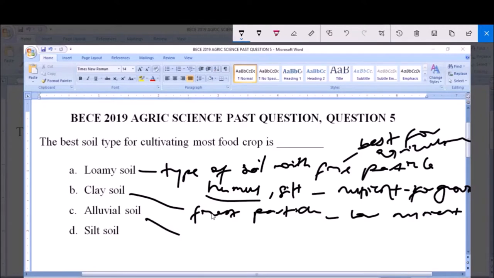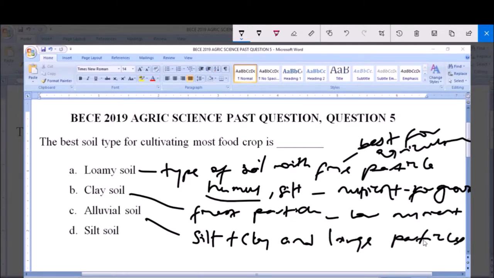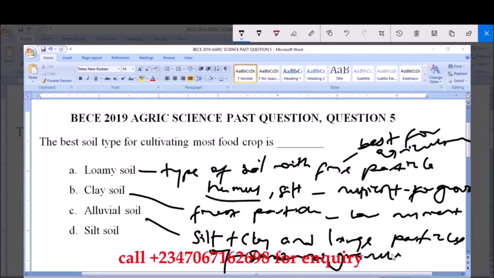Now C here says alluvial soil. Alluvial soil is a type of soil that is composed of silt and clay. It's made up of silt plus clay and large particles of sand and granules. And you see that the humus content in this soil is very low. It doesn't even have humus content, and so it is not suitable for agriculture, that is for planting.